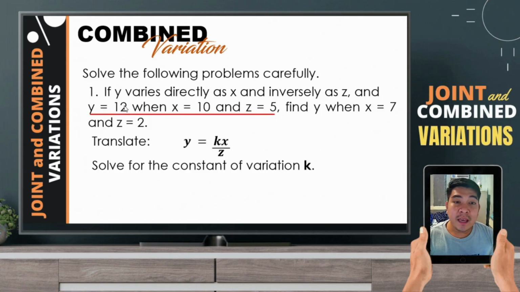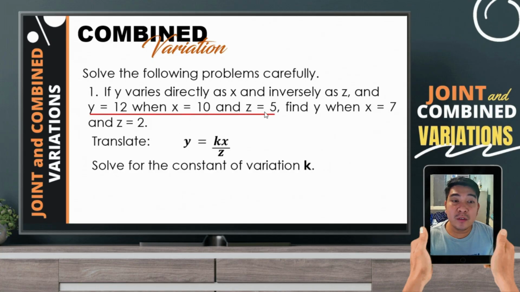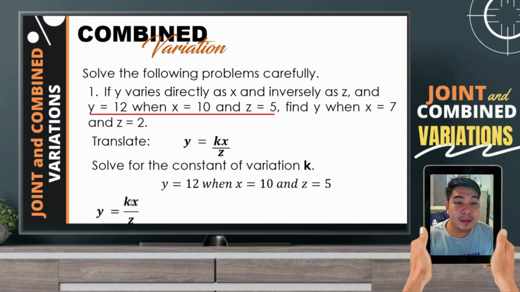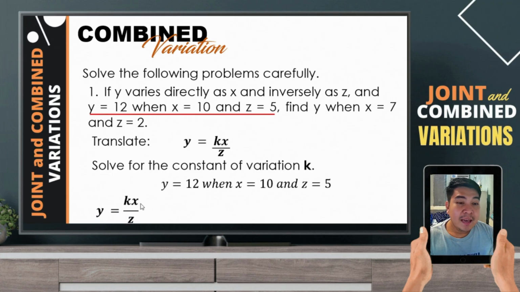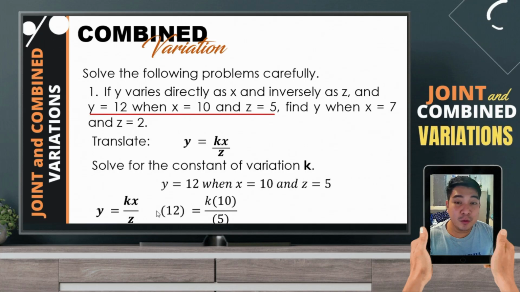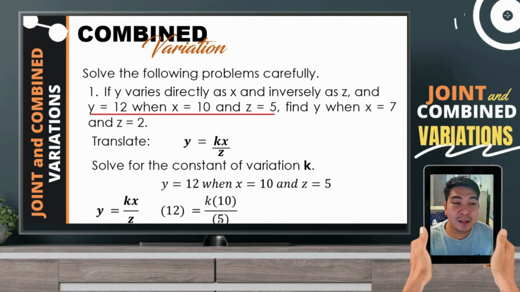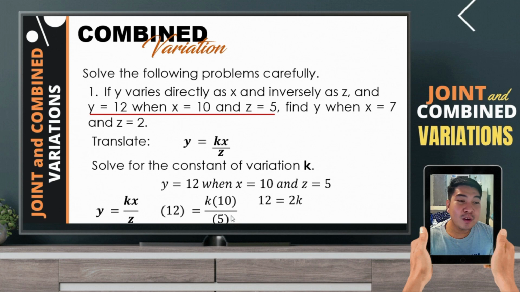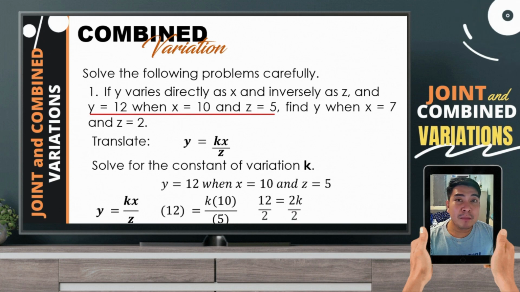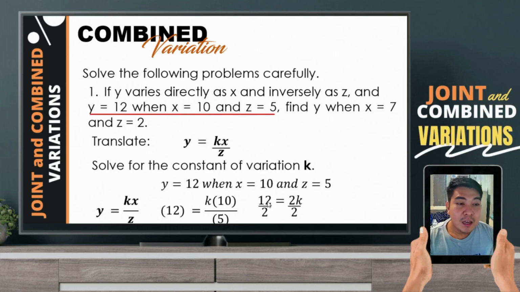Then after that, we need to solve for the constant of variation. So we are given y equals 12 when x equals 10 and z equals 5. A matter of substitution for us to get the value of k. So we have y is 12, x is 10, and z is 5. Substitute. So we have 12 is equal to k times 10 over 5. K times 10 is 10k. 10k divided by 5 is 2k. So therefore, we have 12 is equal to 2k. We need to divide both sides of the equation by 2 for us to get the value of k. So 12 divided by 2 is 6. 2k divided by 2 will be k.